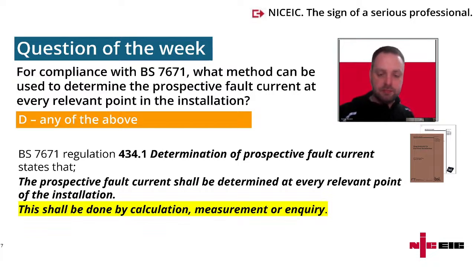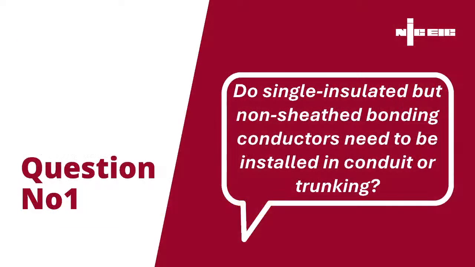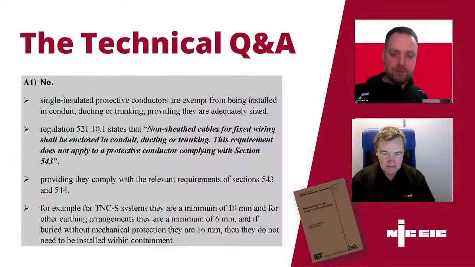While you're doing that, we'll have a look at some previous questions. The first one that we've got up is, do single insulated but non-sheathed bonding conductors need to be installed in conduit or trunking? It's a common question, especially when people start to understand that there is a regulatory requirement for single insulated conductors to be contained within trunking or conduit. But for bonding conductors, the answer is no.